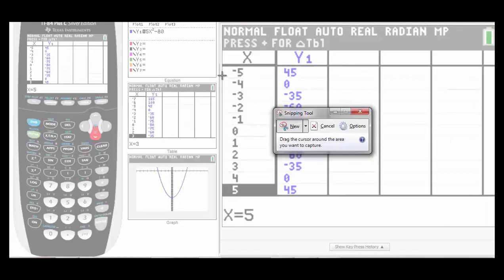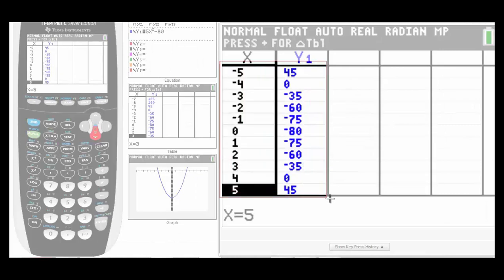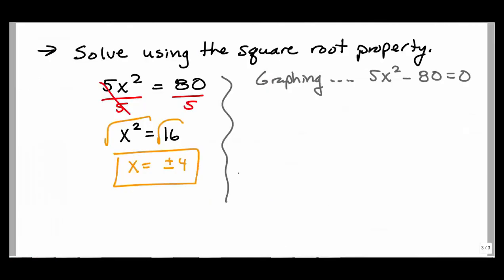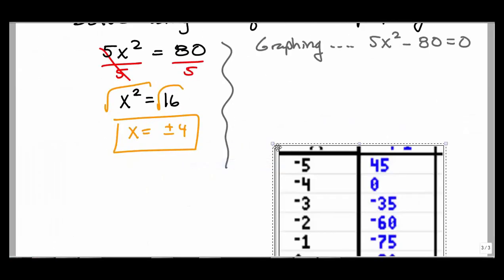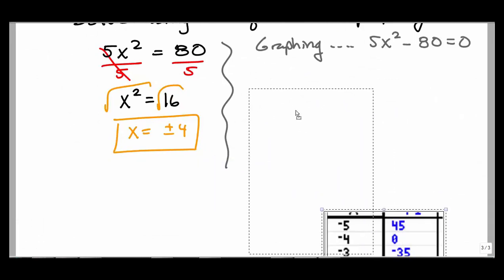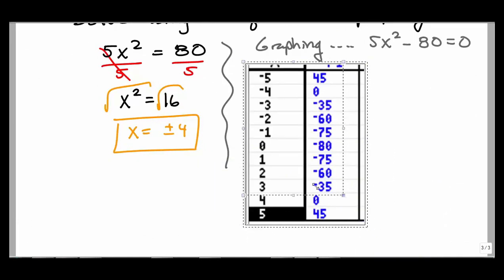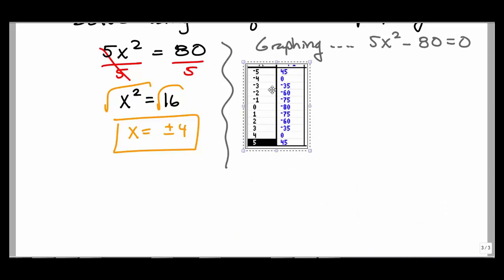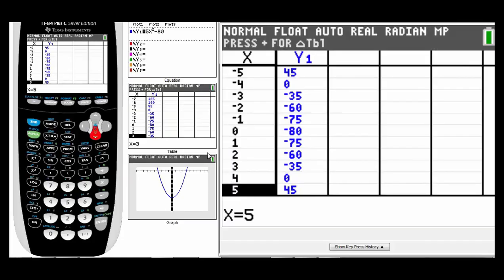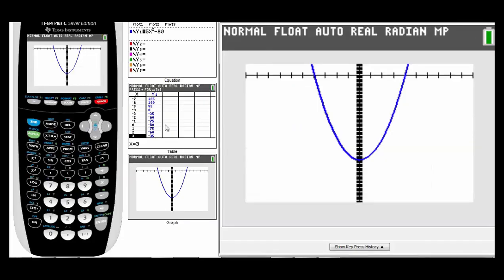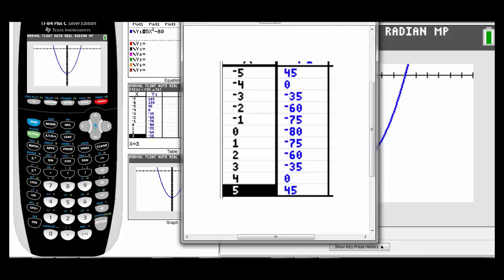So let's go ahead and pop those into our notes as well. So we can see our solutions from here, and then we'll also look at them from a graph. So these are all the ordered pairs that basically are used to graph this quadratic equation, and there's a couple that cross the x-axis, and those ones that cross the x-axis are called our solutions. I'll hit graph again so I can copy this one.